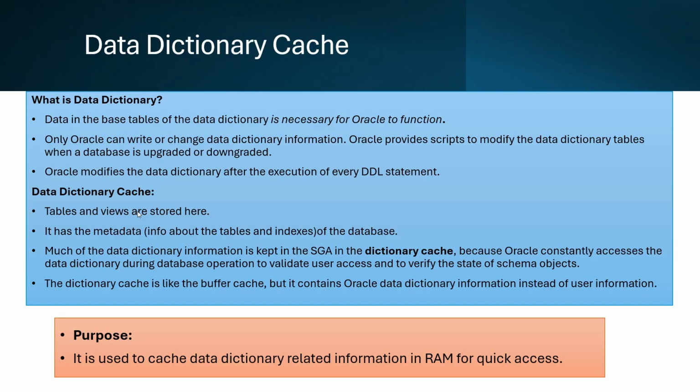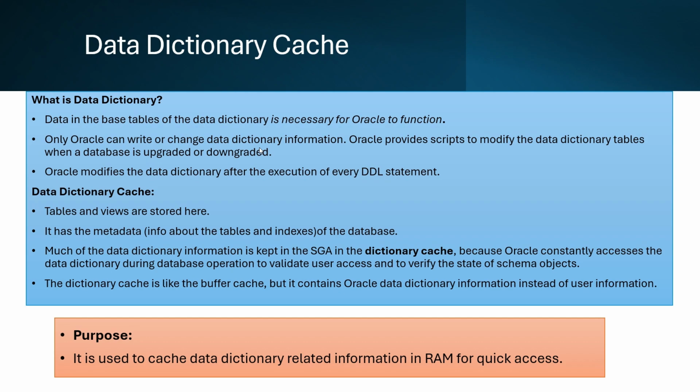Earlier, while we were doing the parsing, semantic and syntactic checks were happening, right? At that time, it validates the privileges and it validates the objects also. In the semantic check, where the objects reside, that information is fetched from the data dictionary only. So it checks the data dictionary for whether that object is available or not during the semantic check.